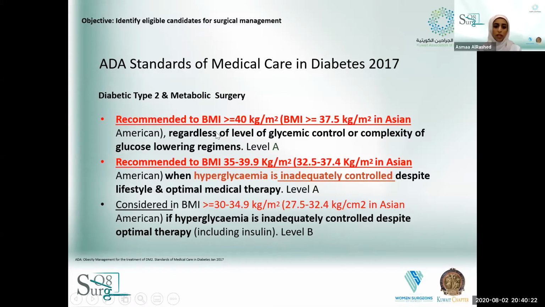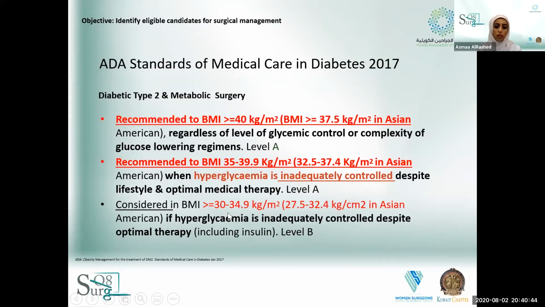So regardless of your glycemic control, if you are 40 or more, you should be going for surgery. Again, 35 to 39.9, so we're talking about 35. If your glycemia is not controlled, regardless of medical therapy and so forth, you should be recommended to have bariatric surgery. And now we're talking even lower.